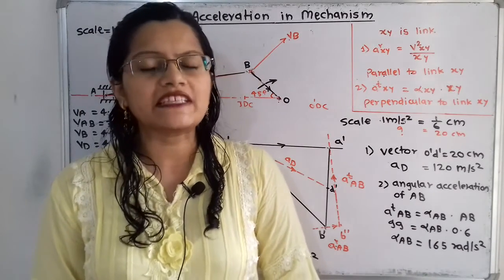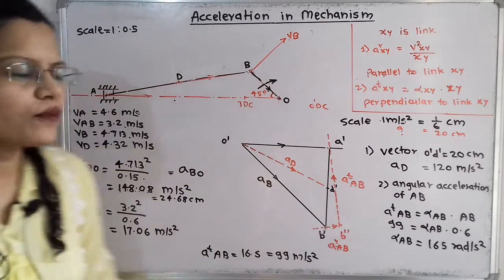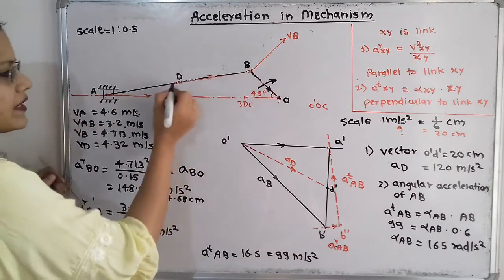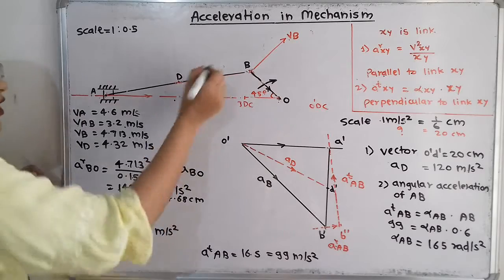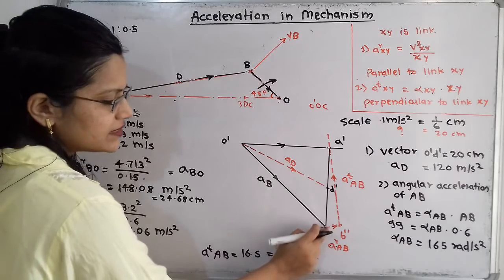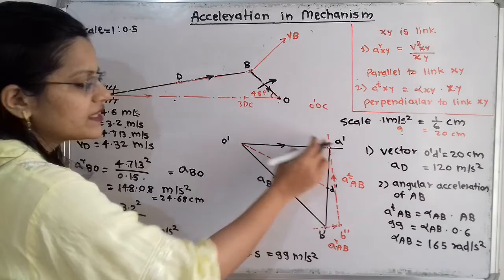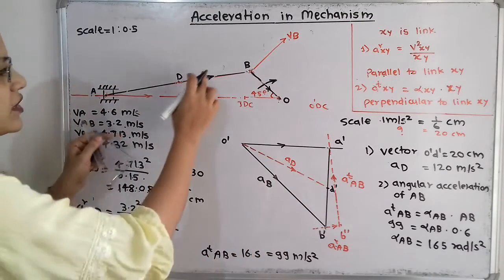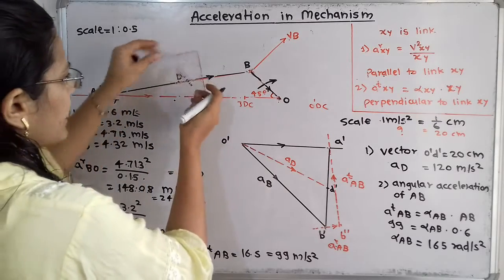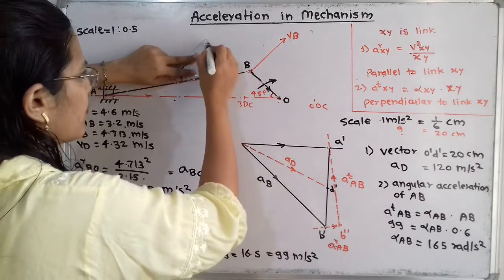Now the most important thing is how to define the direction of this alpha. For the radial component of this link AB, the direction is towards point B. I will show here, this is the direction of the radial component, the same direction as B dash to B double dash. Now what is the direction of the tangential component? It is perpendicular to this link AB. So I will draw one line in the perpendicular direction, and the direction is shown upward.